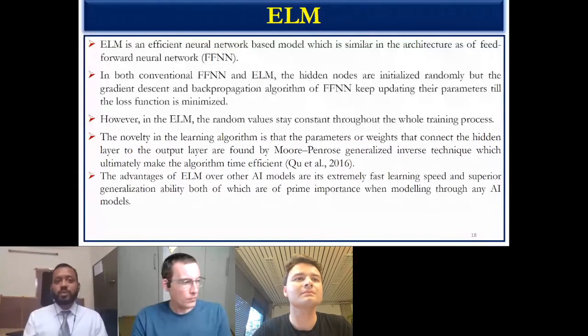For forecasting evaluation criteria, we have used root mean square error, mean absolute percentage error, and the Diebold-Mariano test to statistically check the significance. For the data description, we have taken monthly wholesale price data of potato crop from the 2 major wholesale markets of India, namely Delhi and Kolkata.